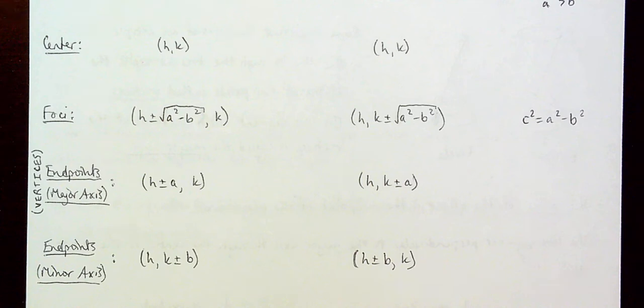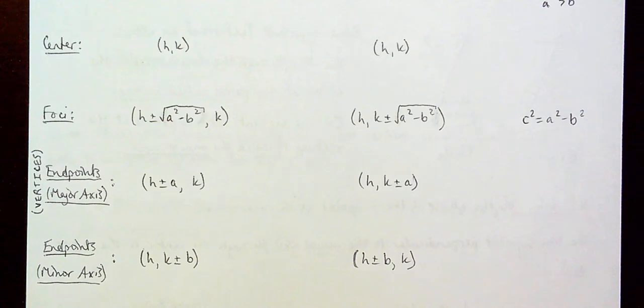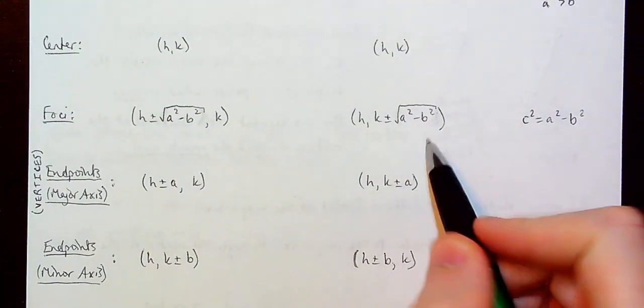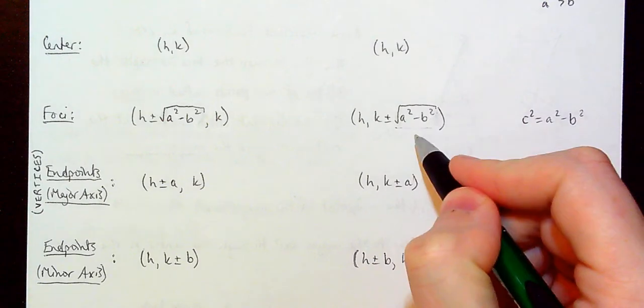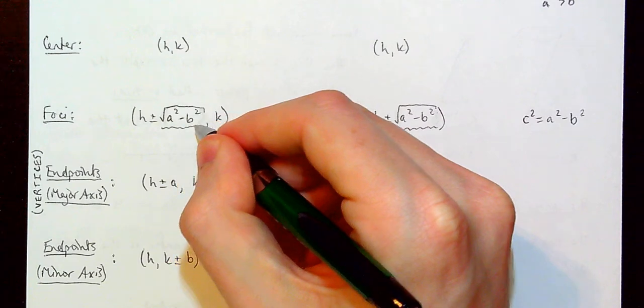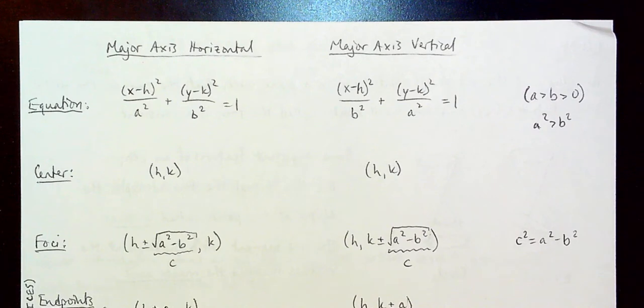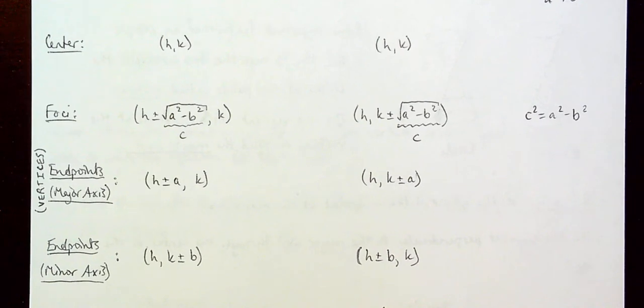Now, in the textbook, you're going to see the letter C. And there's a relationship between a, b, and c. C squared is equal to a squared minus b squared. So really, what we have in each of these cases is just the letter c. But since pieces of our equations were given in terms of a and b, I figured let's leave these in terms of a and b as well. But I want to show you that c value because it does show up inside of your text.